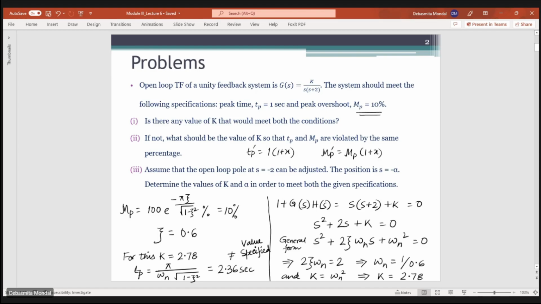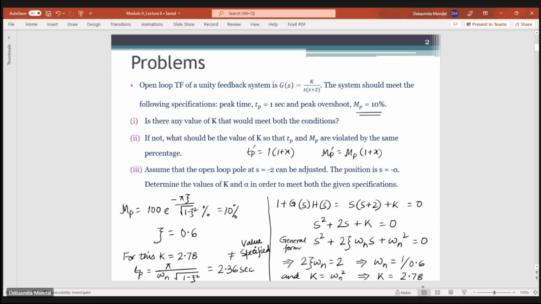Now in the second step, we have to see whether for this value of k, we are getting the value of this peak time as 1 second. If for k equal to 2.78, the value of TP is equal to 1 second, then we'll say that this is the value of k for which both the conditions are satisfied. If not, then we'll move on to the next step.